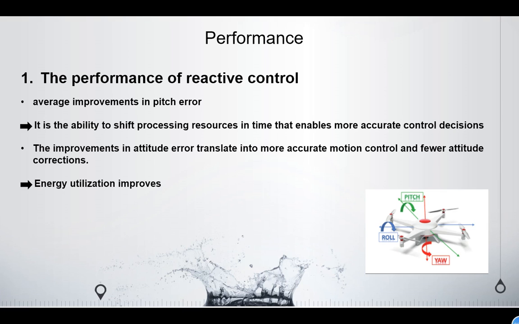So after implementing the reactive control, how does the performance change? The first improvement is the improvement in pitch error. It is the ability to shift processing resources in time that enables more accurate control decisions. The second one is that the improvement in posture error translates into more precise motion control and fewer posture corrections. Therefore, energy efficiency is increased.